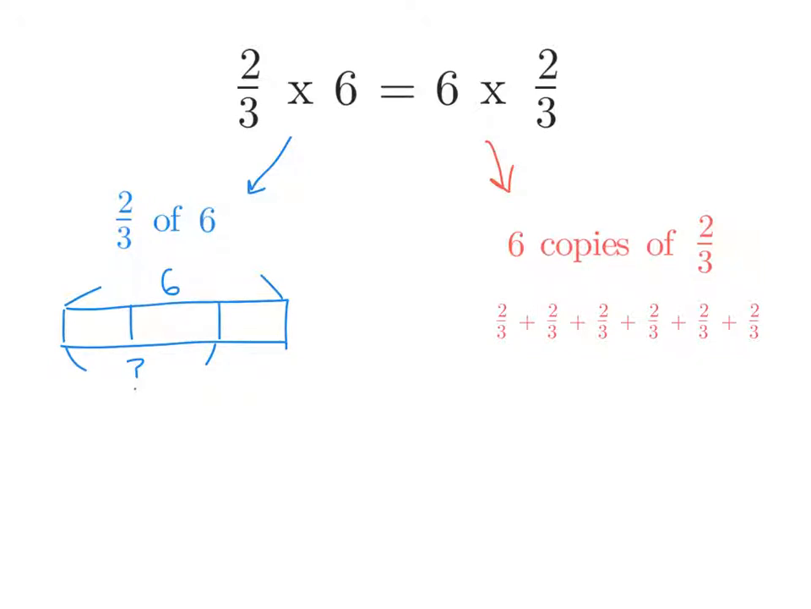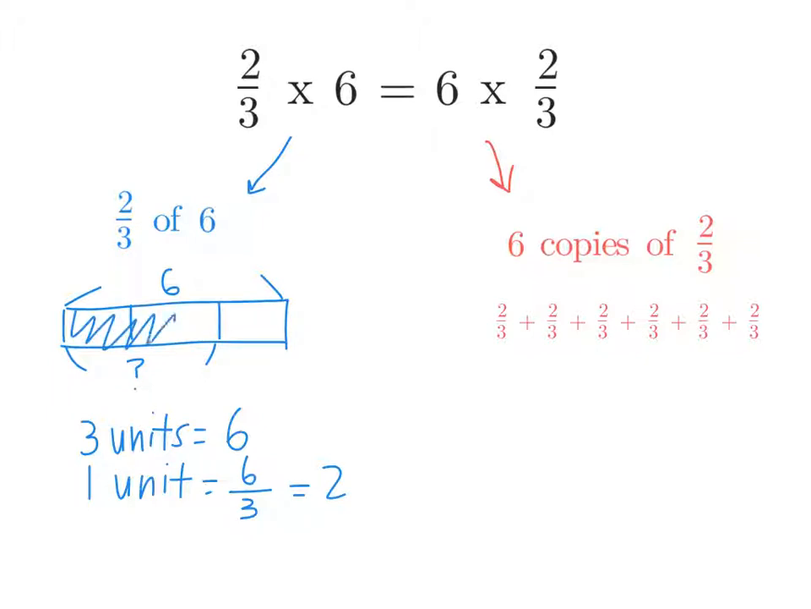How many units do I have altogether, everyone? 3 units equals what? Okay. Then 1 unit will equal 6 divided by 3, which is 2. But how many units are we trying to find here? 2 units. So I have to do 2 units will equal 2 times 2, which is? So what's 2/3 times 6? 4. Yeah. Okay, so we know that this equals 4.